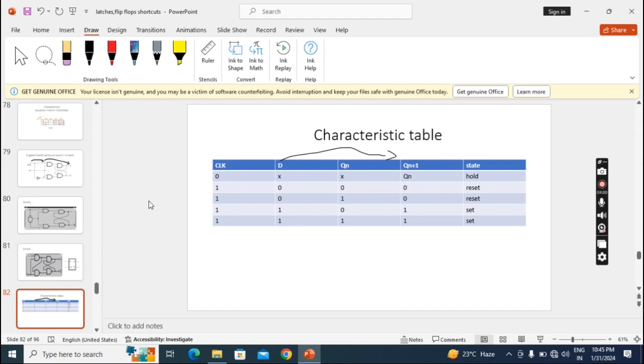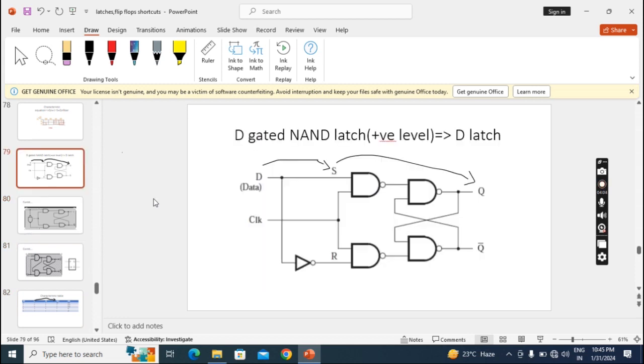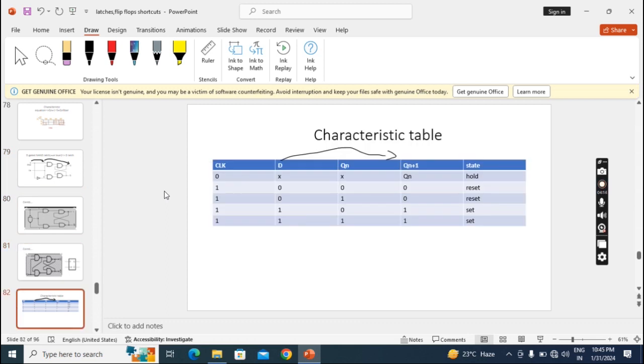When I apply 1 here, what will happen? D value. When I apply 1, it will become 1, 0, and it will become 0, 1. When I apply 0, 1, circuit becomes set. Set means 1. So we can simply draw the logic diagram and characteristic table from the SR gated latch itself. For D also.